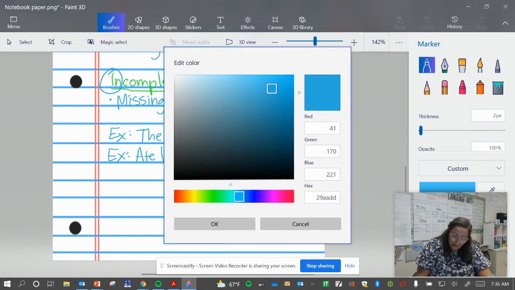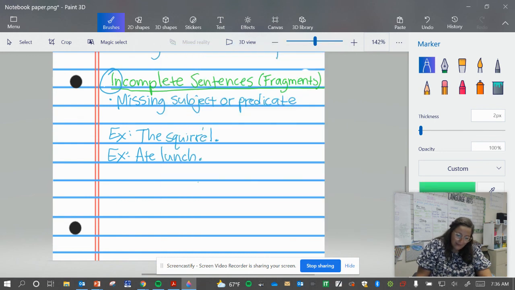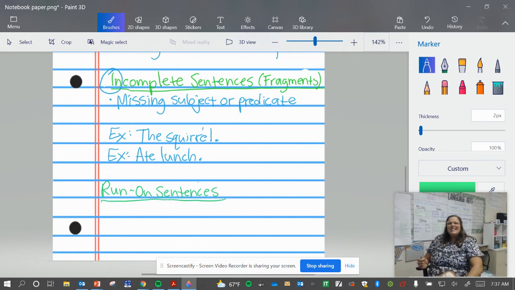Our last type of sentence we're talking about is a run-on sentence. Okay. So we're going to write run-on sentences. Let's look at that title real quick. Run-on. What does it sound like to you? It sounds like something is running on, right? When we run, we run a little while, but when we run on, it means we run farther. So run-ons are sentences that go on and on and on and on without punctuation, okay?